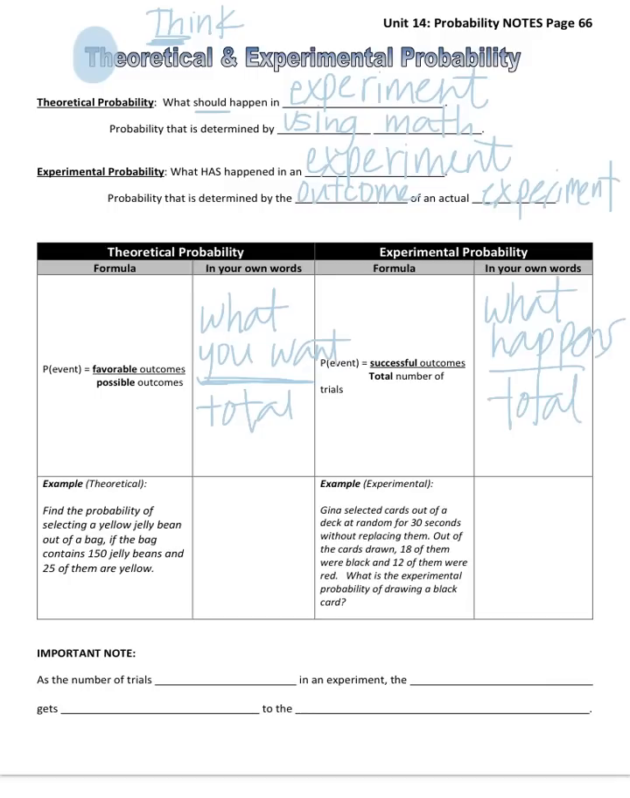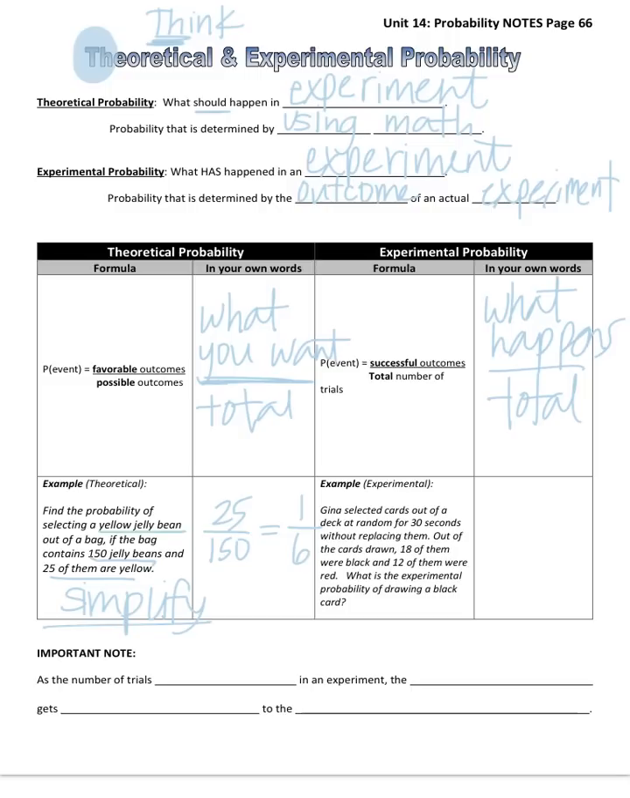So an example with theoretical: the probability of selecting a yellow jelly bean if the bag contains 150 jelly beans and 25 of them are yellow. So your total is 150. What we want is the 25 yellow. Simplify. We'll make a note just so we remember to do that. So the greatest common factor would be 25. When you divide 25 by 25, you get 1. And 150 divided by 25, you would get 6.